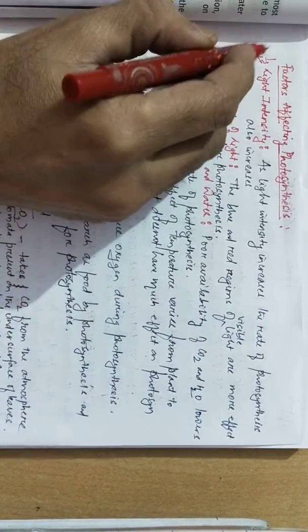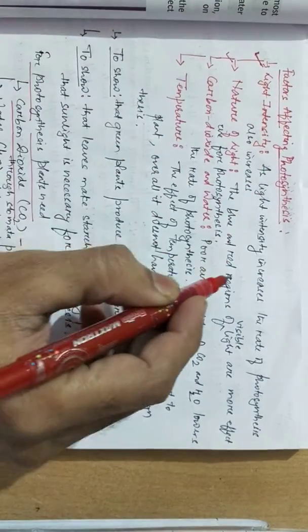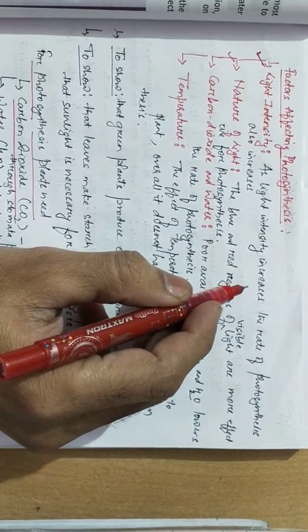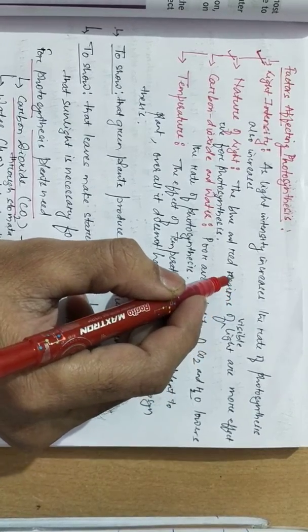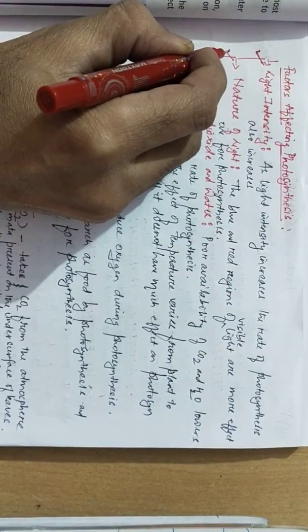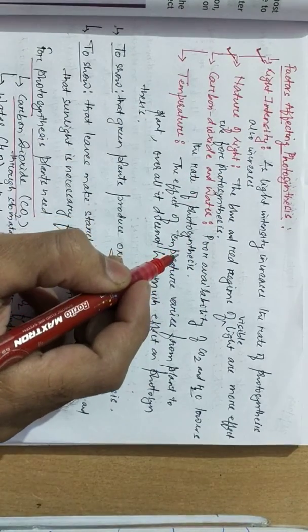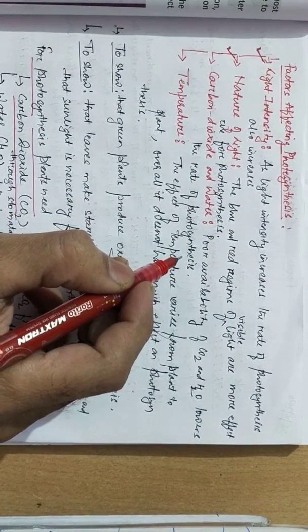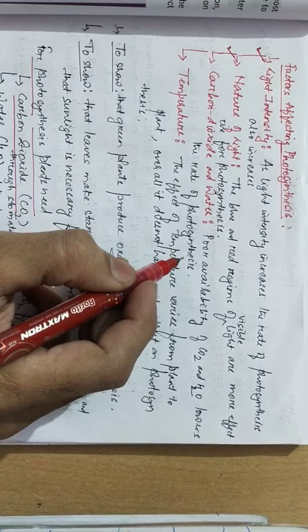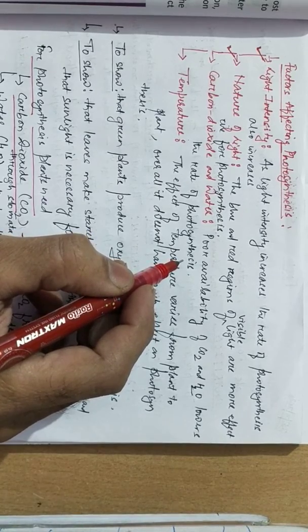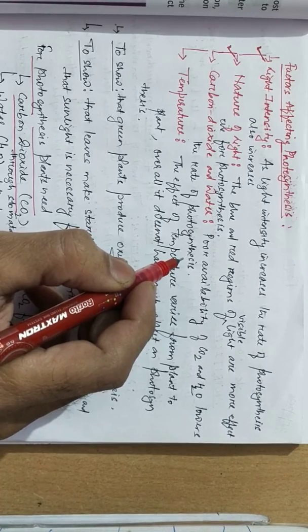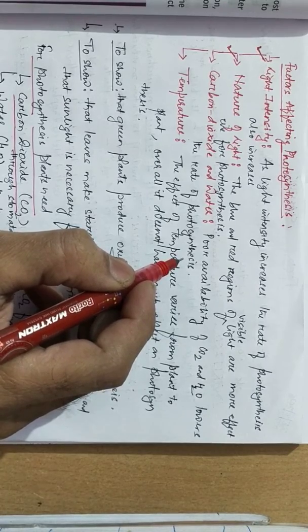First factor is the light intensity. If the light is more intense, the rate of photosynthesis will also increase. Nature of light is the second factor. And what is nature of light? Scientists have found that blue and red regions of the visible light have a more profound effect on the rate of photosynthesis, meaning they increase the rate of photosynthesis.